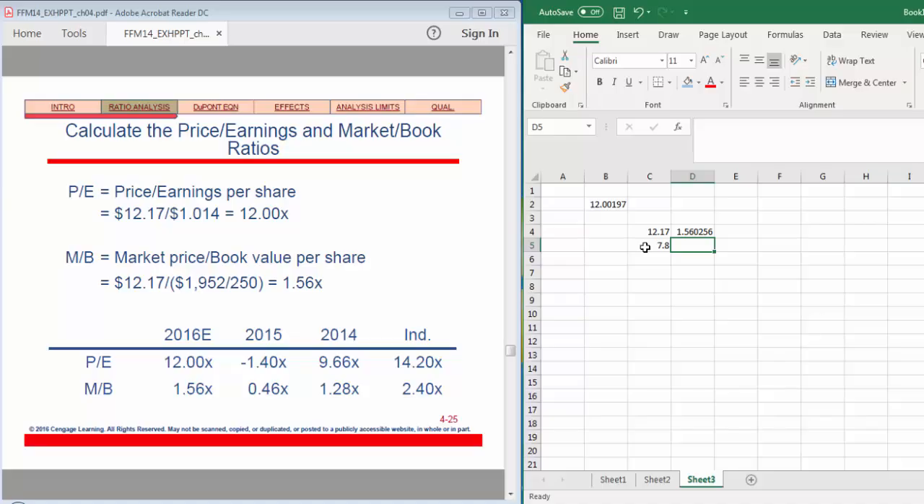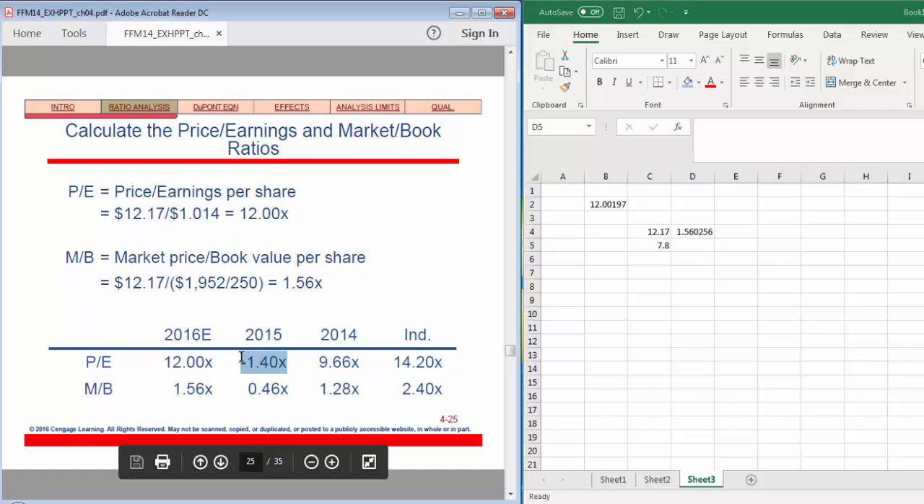But let's see how it compares to the industry. So even though things have improved from the previous year, from negative 1.4 to 12 times in price earning, it's still below industry average of 14.2. So some way to go. Market to book from 0.46 has gone to 1.56, but then from industry it has gone down.